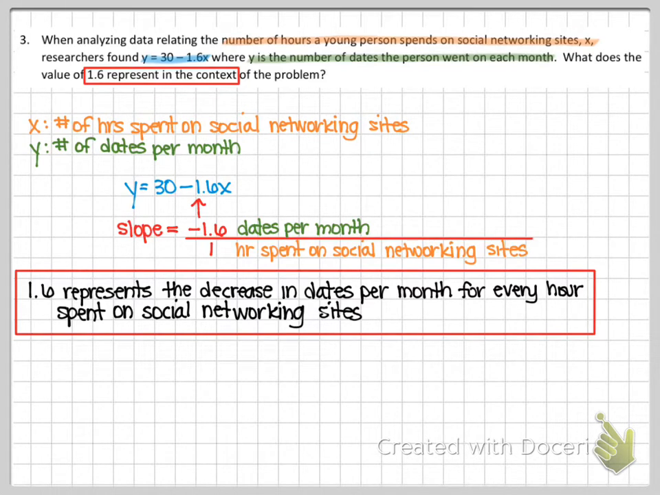I went through and identified what x was. I identified what y was. I wrote down the equation so I could pull some information out of it. They did ask me about the 1.6. Well, in this case, 1.6 is the slope, but there is a negative sign in front of it. So because there's a negative sign in front of it, that means there is going to be a decrease in the y value. So basically, the longer somebody spends on social networking sites, this equation says they're going to have fewer dates in a month because of it.